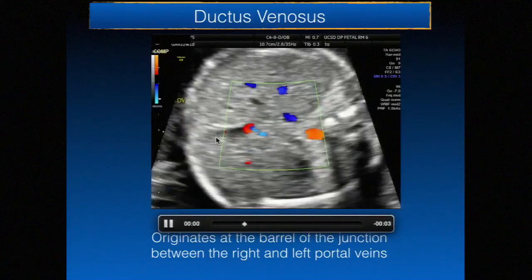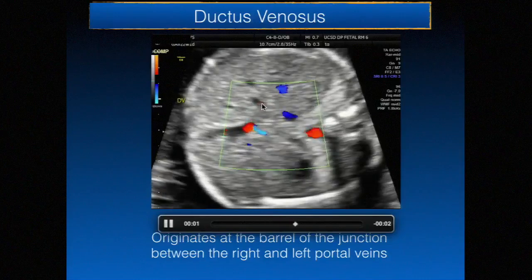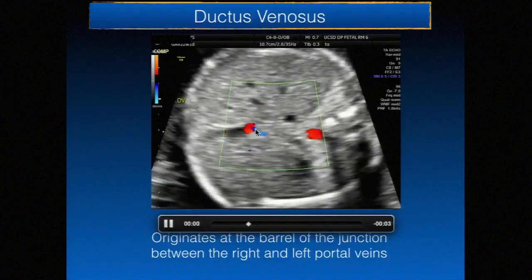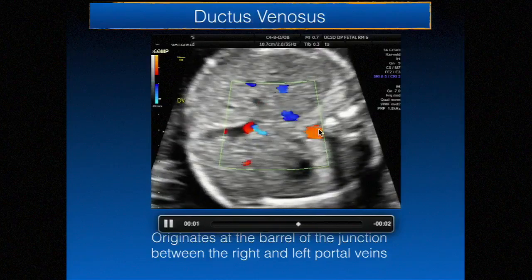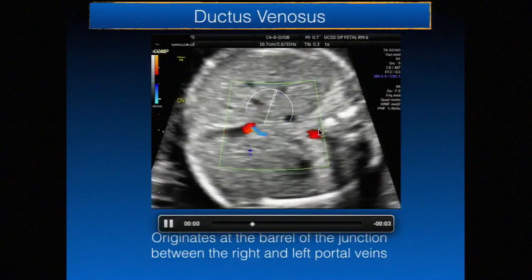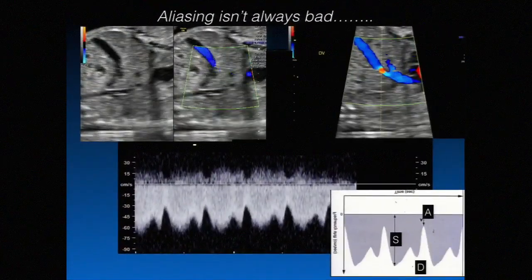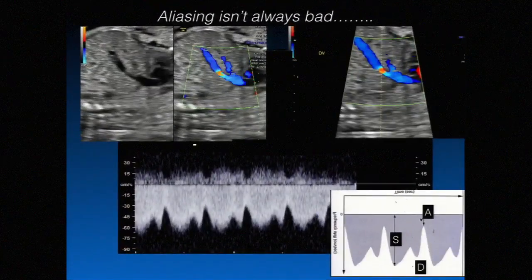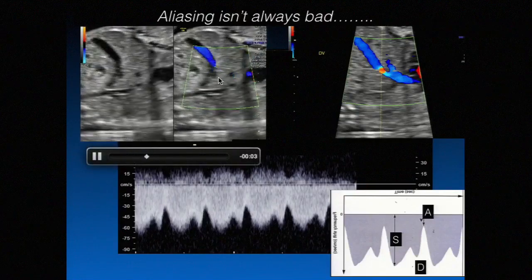So again, follow the umbilical vein back. Right at the junction where it turns towards the right at this level of the portal sinus, that's where your ductus venosus is going to come back straight towards the spine. And again, aliasing isn't always a bad thing. You can turn on your color Doppler and it will help highlight the area of the ductus venosus.